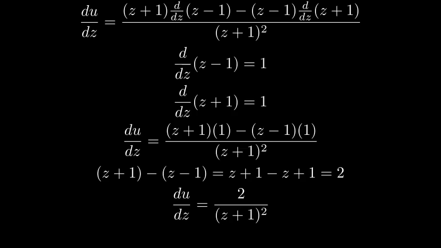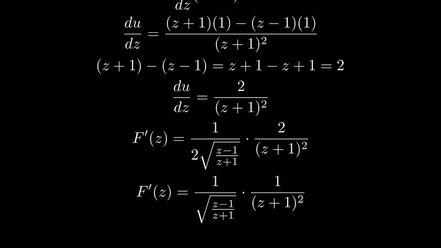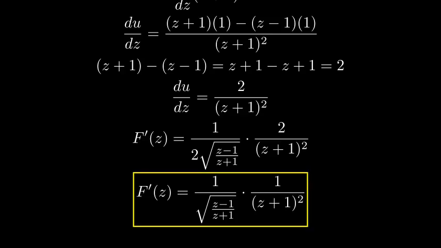Now we can substitute this back into our chain rule equation. We get 1 over 2 times the square root of (z minus 1) over (z plus 1), times 2 over (z plus 1) squared. The 2's cancel out, giving us our final answer, 1 over the square root of (z minus 1) over (z plus 1), times 1 over (z plus 1) squared.